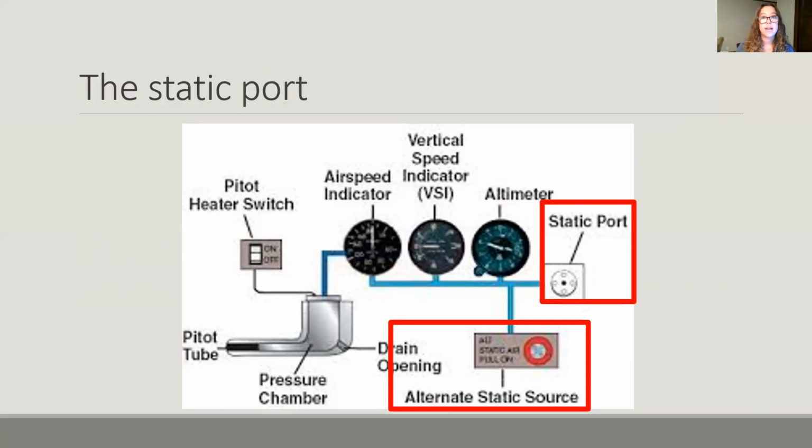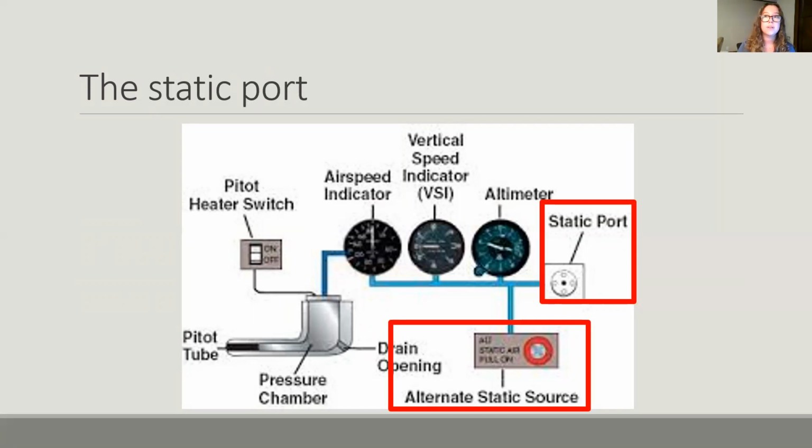Next up is the static port. The static port measures the ambient air pressure that is around the airplane. The port can typically be found in the boundary layer of the fuselage, but can be found on the head of the pitot tube as well.